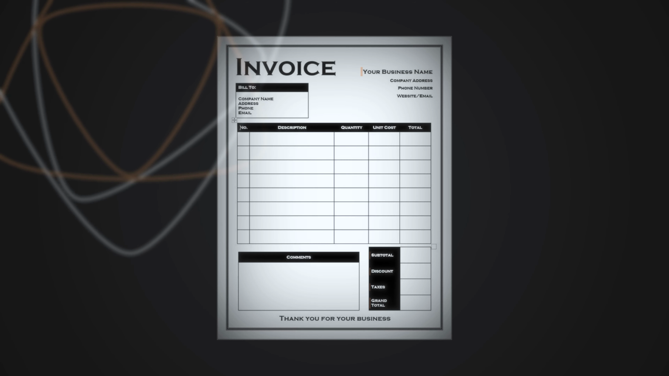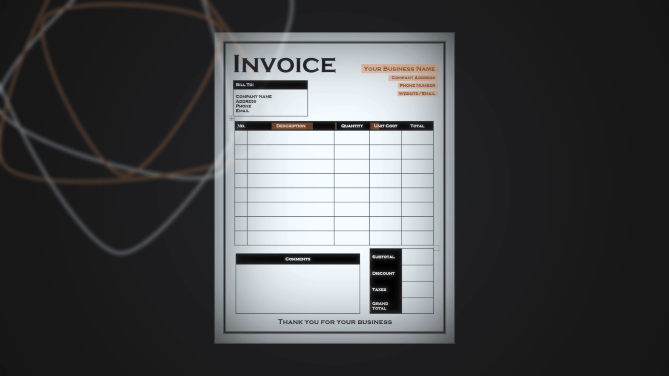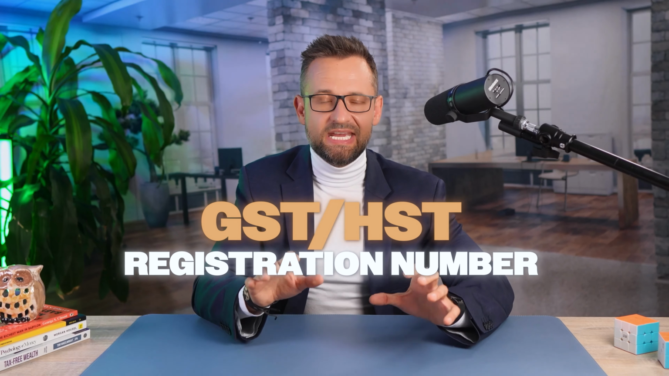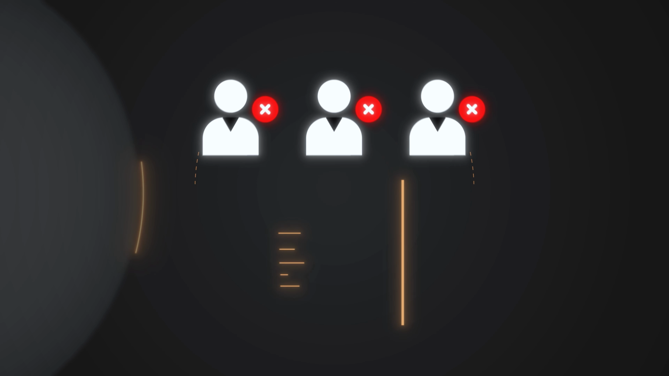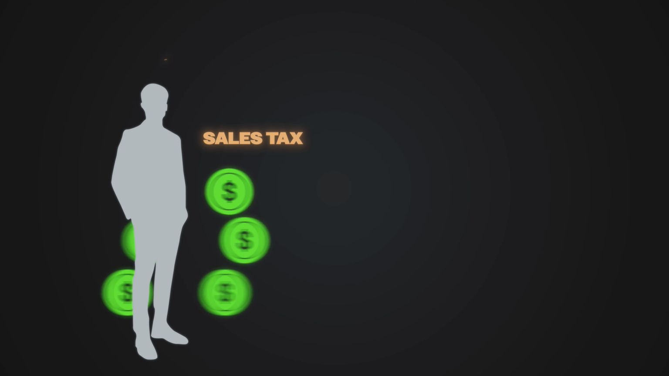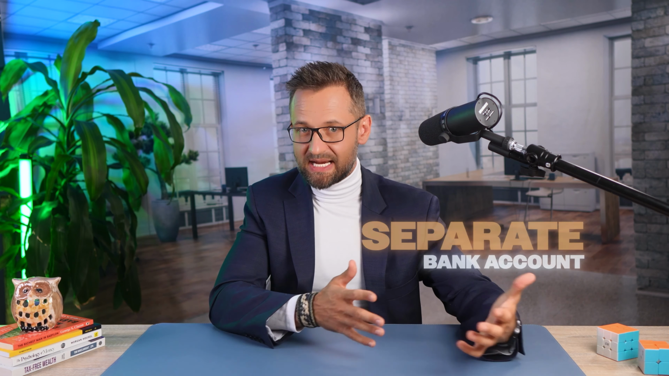Your invoices need specific information as well. It needs to include your legal business name and address, invoice date and number, description, price, the tax rate or amount, and your GST HST registration number. If you miss any of these, CRA might reject the invoice. That will make your customer unhappy because they can't claim that ITC anymore, and it won't look good on you. Also, as we discussed in the previous section, don't forget that the sales tax you collect belongs to the government, not you. So it's a good idea to have that separate bank account.